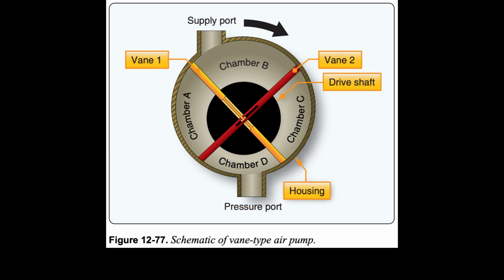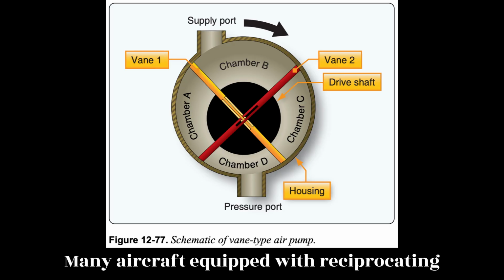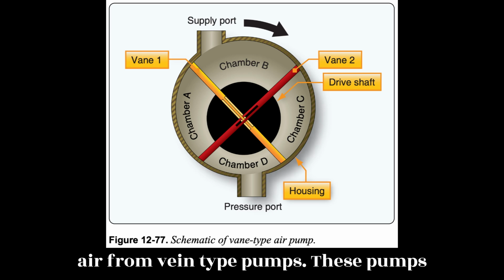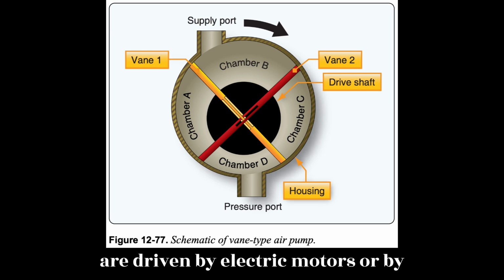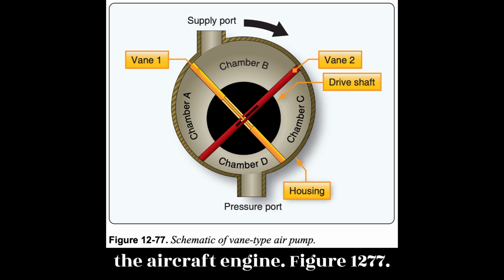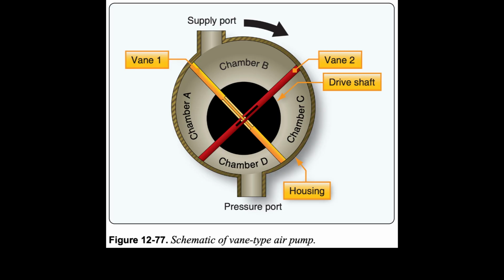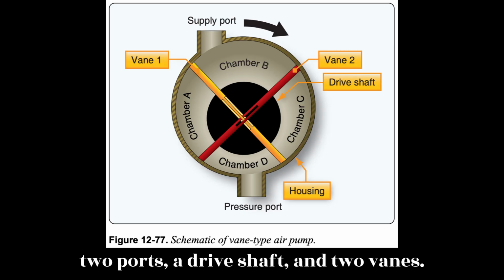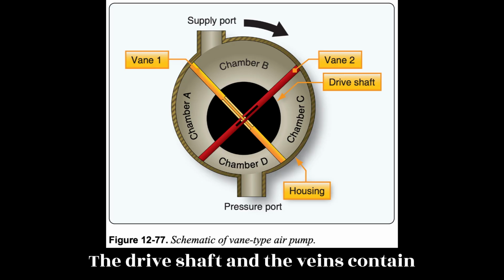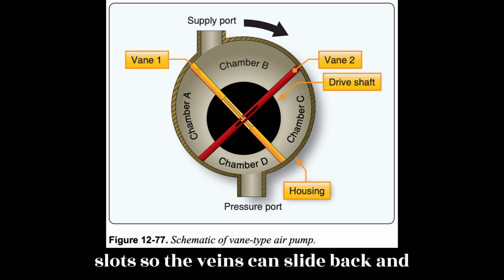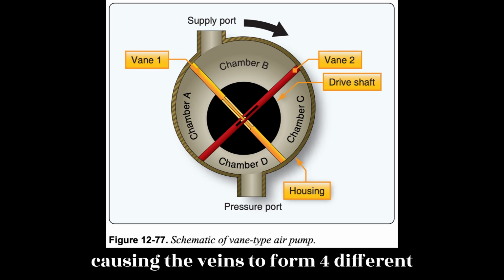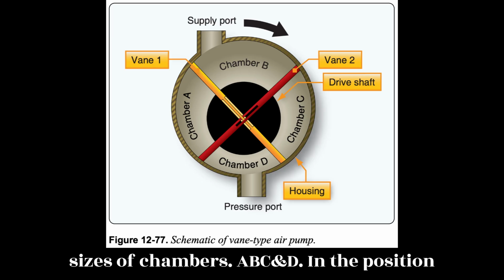Low-pressure systems. Many aircraft equipped with reciprocating engines obtain a supply of low-pressure air from vane-type pumps. These pumps are driven by electric motors or by the aircraft engine. Figure 12-77 shows a schematic view of one of these pumps, which consists of a housing with 2 ports, a drive shaft, and 2 vanes. The drive shaft and the vanes contain slots, so the vanes can slide back and forth through the drive shaft. The shaft is eccentrically mounted in the housing, causing the vanes to form 4 different sizes of chambers, A, B, C, and D.